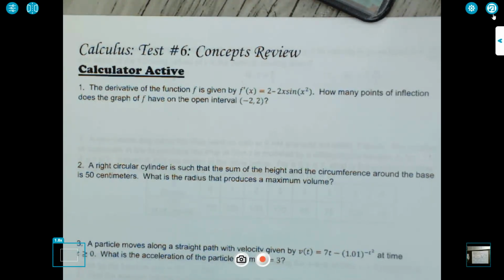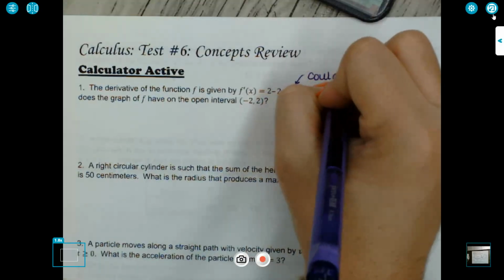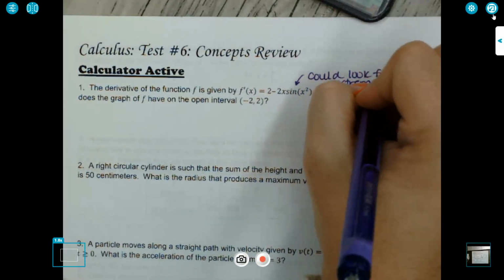Okay. All right, so question number 1, the derivative of the function f is given by f prime of x equals 2 minus 2x sine of x squared. How many points of inflection does the graph of f have on the open interval -2 to 2? Okay, so a couple of ways we could do this. The first thing you could do right here, you could look for the extrema of this graph.